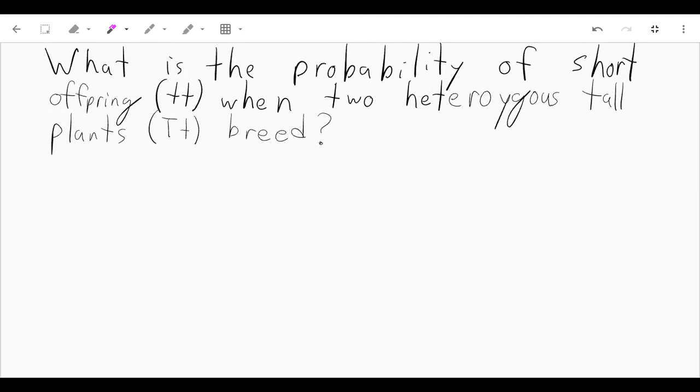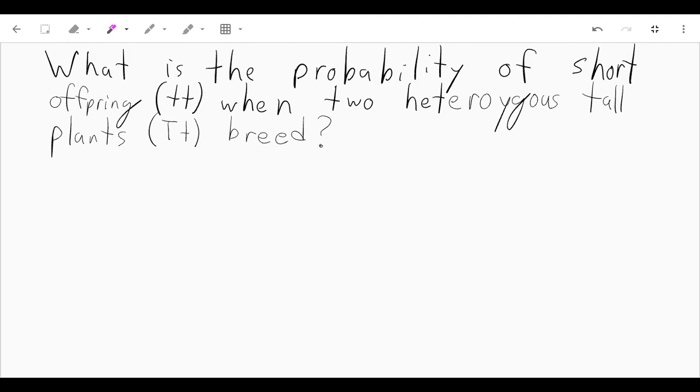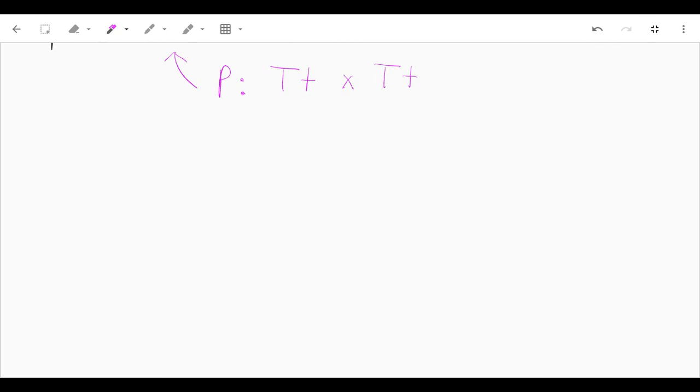So what we have is, what is the probability of a short offspring, little t, when two heterozygous tall plants, big T, little t, breed? So first thing we see is that our parent generation are both heterozygotes. So we're having a big T little t crossing with a big T little t. From there, I can set up my Punnett square.